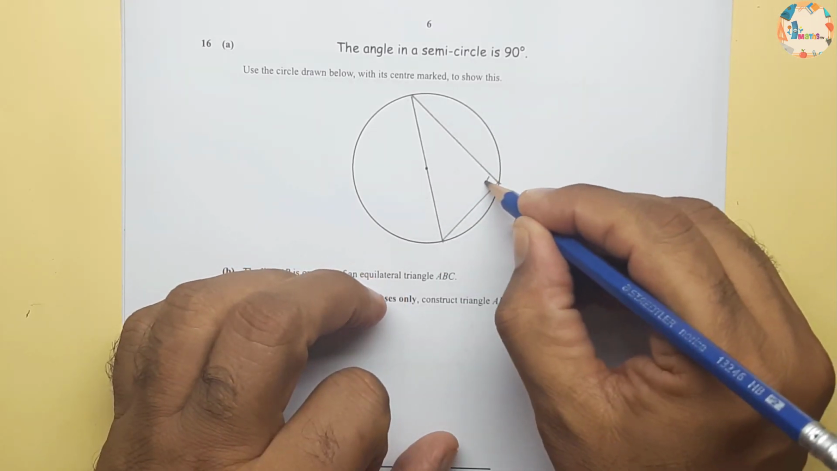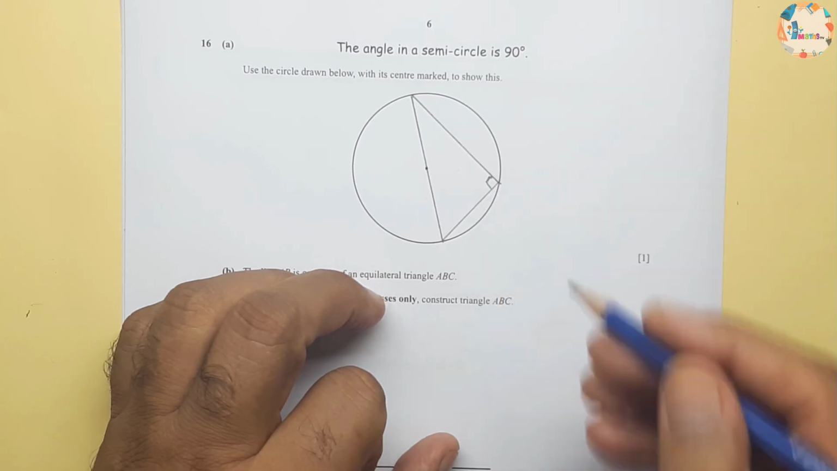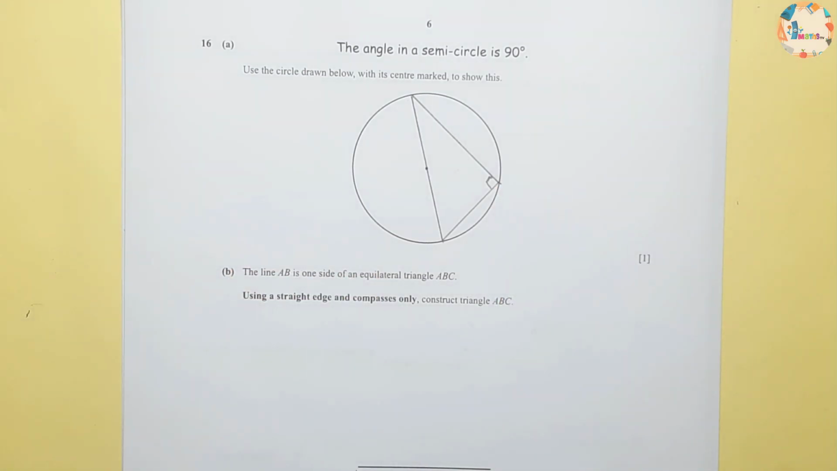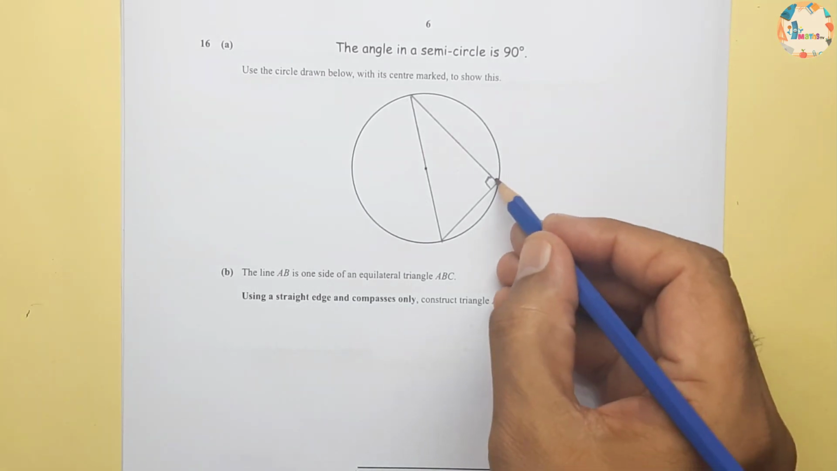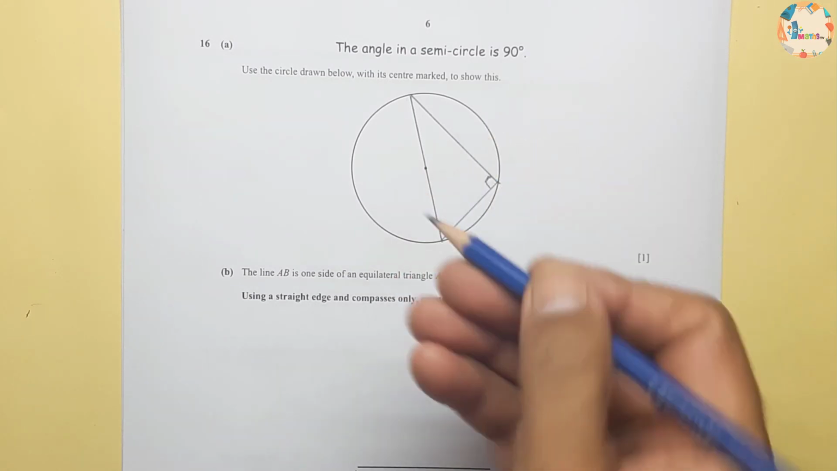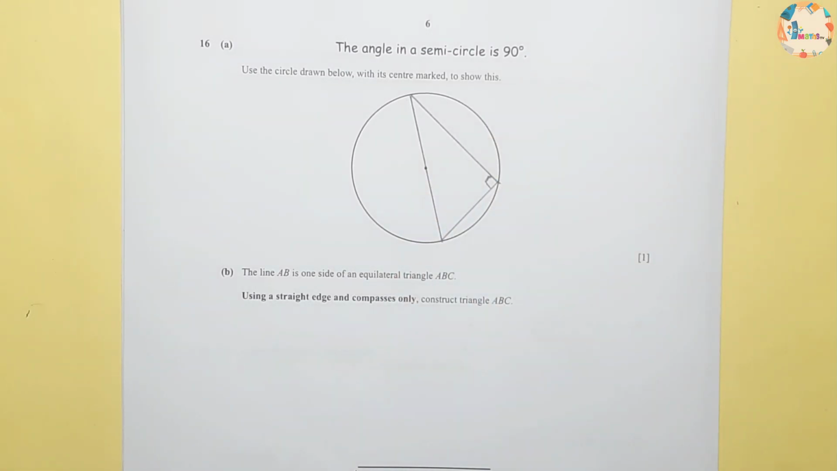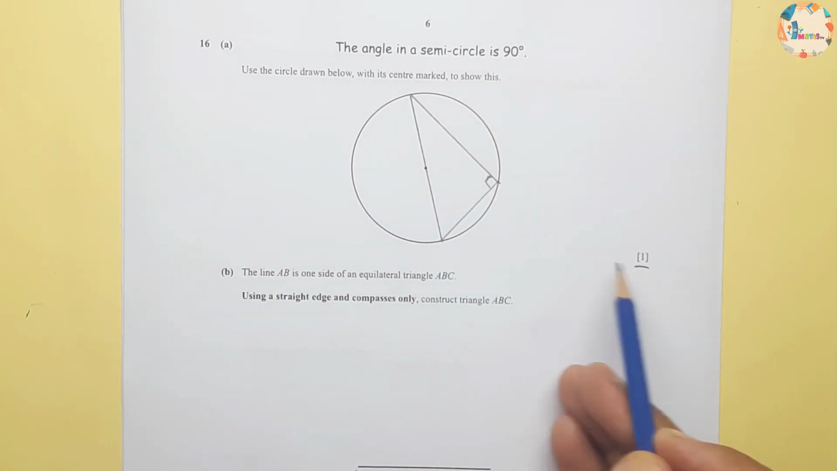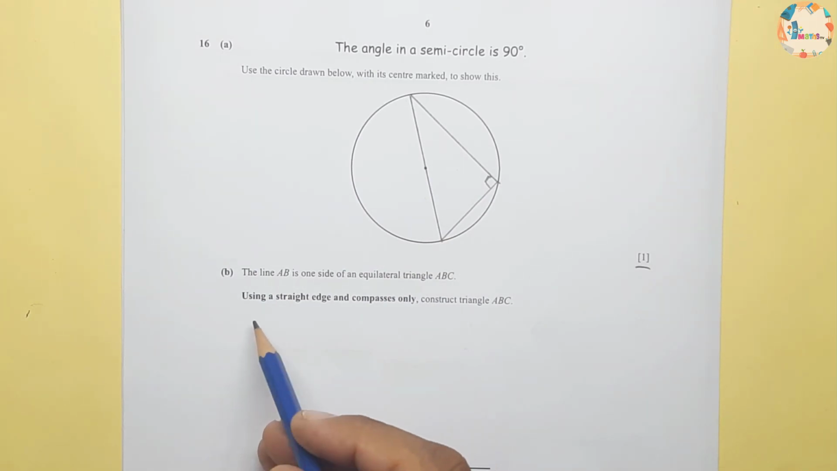This one is 90 degrees, and we can show this one. This is a one mark question. We'll just have to show this rule. This is a triangle in a semicircle, which is a right angle triangle. You can draw any side, you can take this corner anywhere, and all will be 90 degrees. This is a one mark question, so it is sufficient like this.